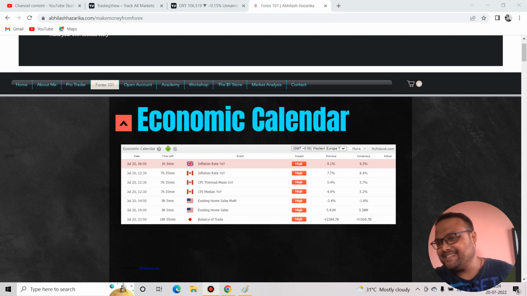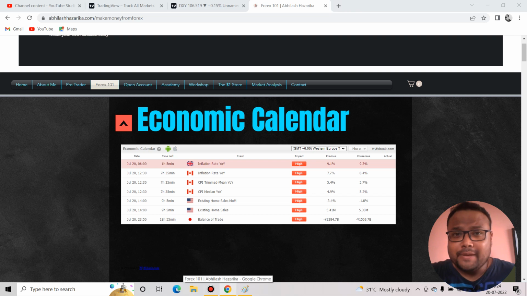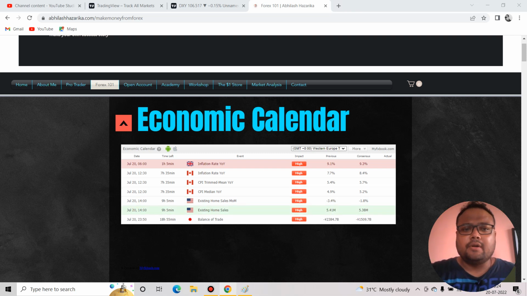So let's get started. This is the economic calendar in front of us, and as you can see, today we do not have any such high impact news that will bring some craziness to the market. We have got existing home sales after 9 hours, but the volatility will last for a single candle only. So we do not have any high impact news.